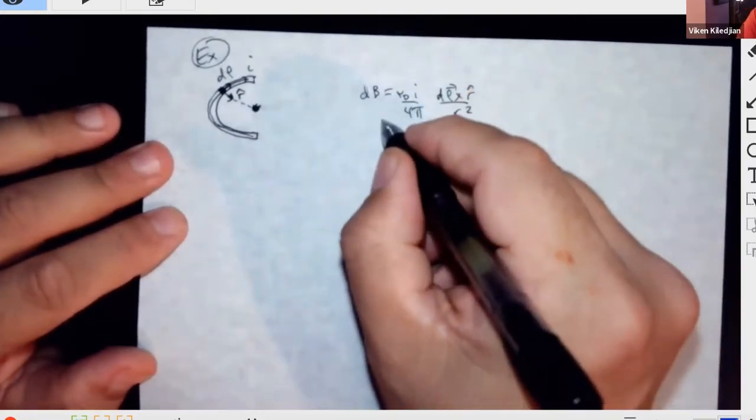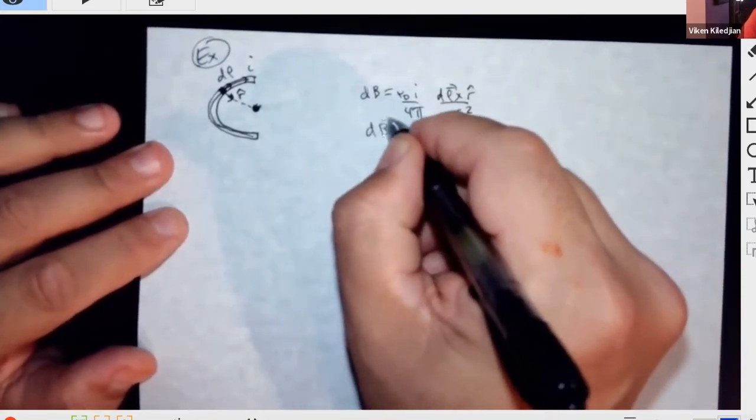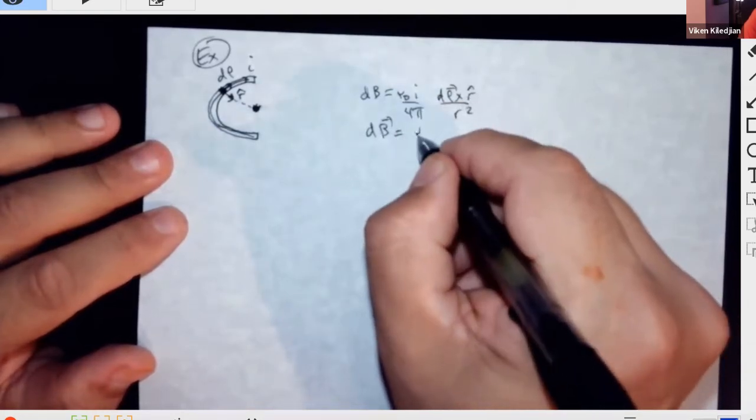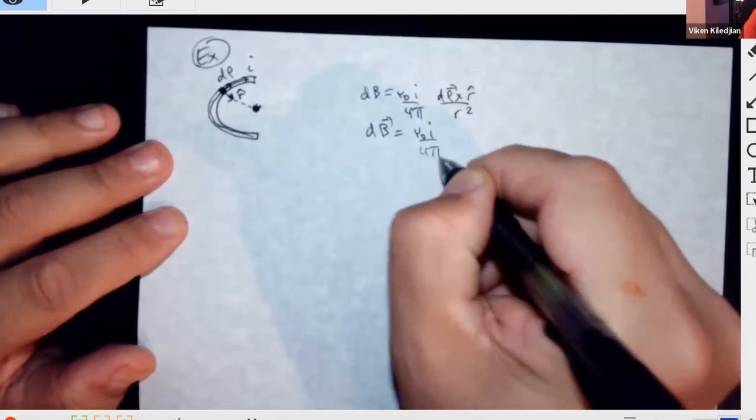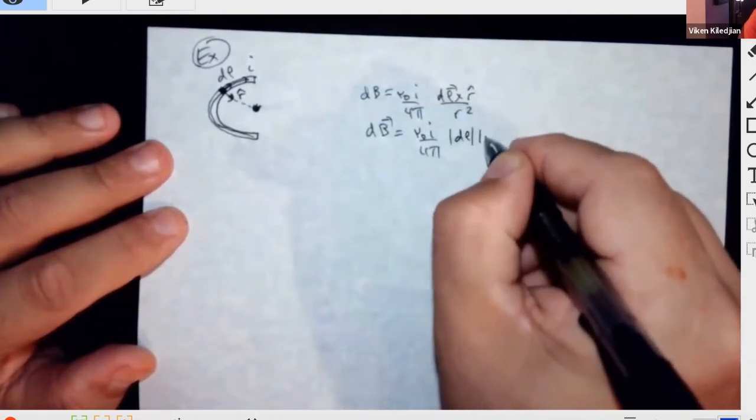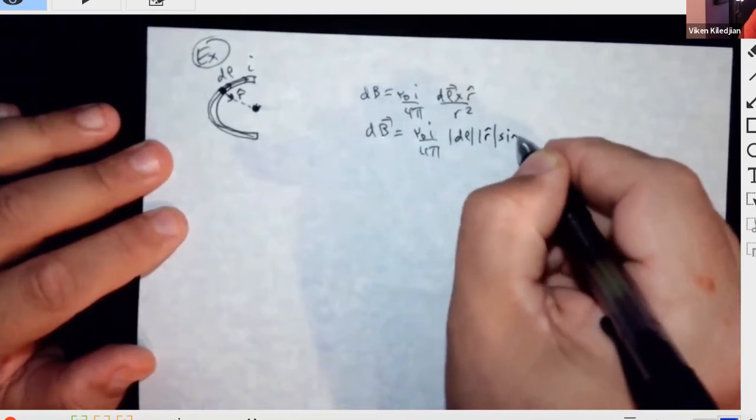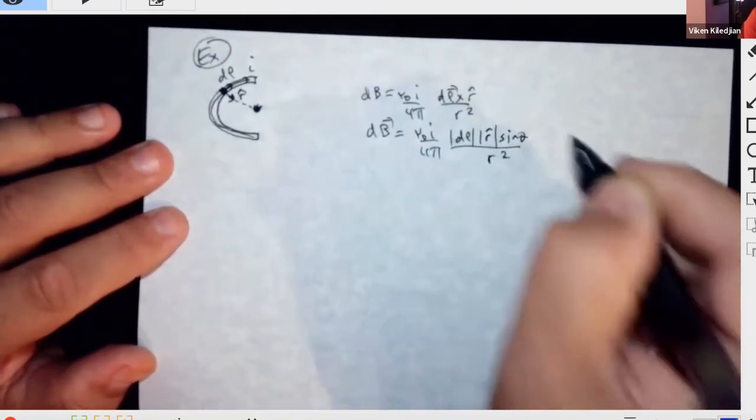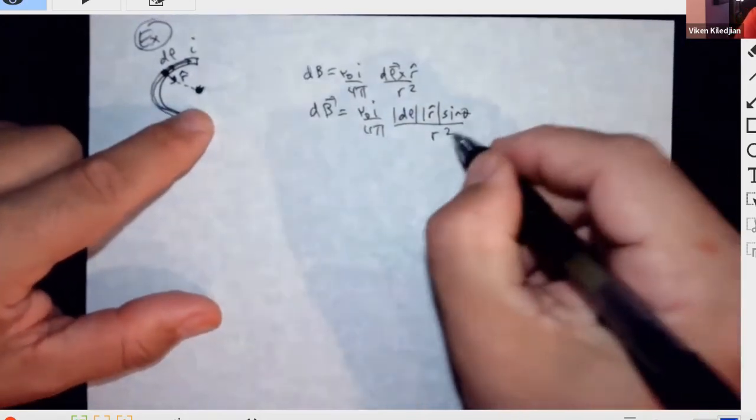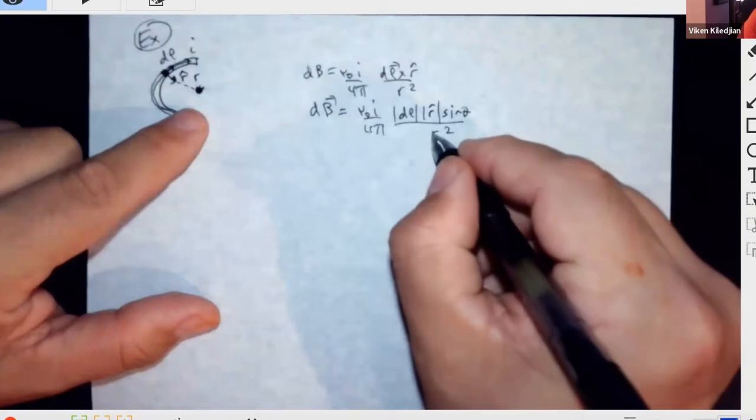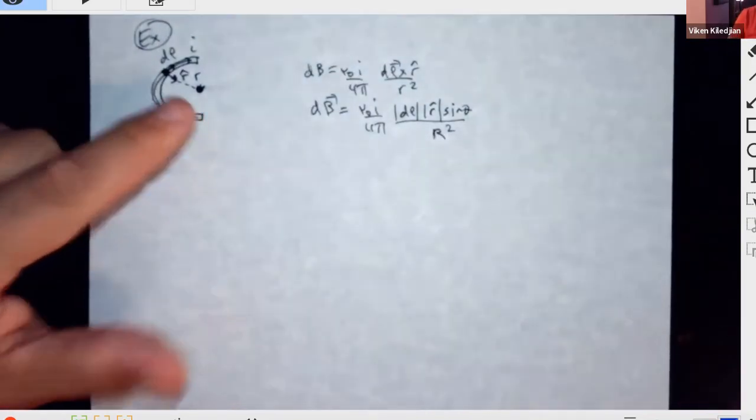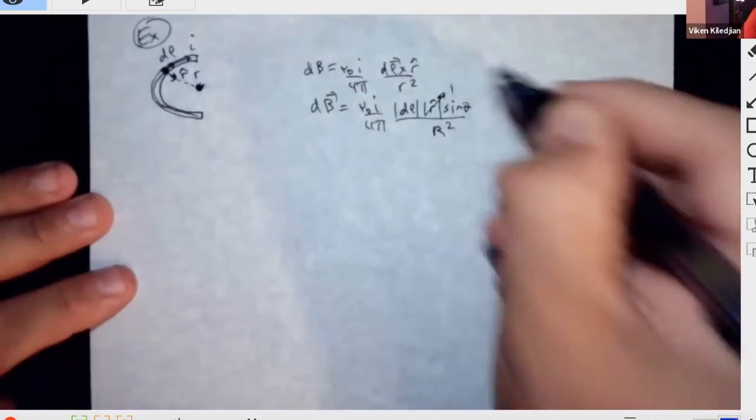So then dB, remember the mu 0, well, let's just leave it like this. And then dl is going to be magnitude dl, magnitude r hat, times sine of the angle over the r squared. So if you're doing it at the center, then the radius is just simply going to be constant. So it's just going to equal the radius of the circle. And then the magnitude of r hat is 1.